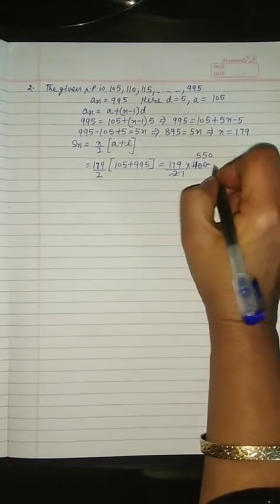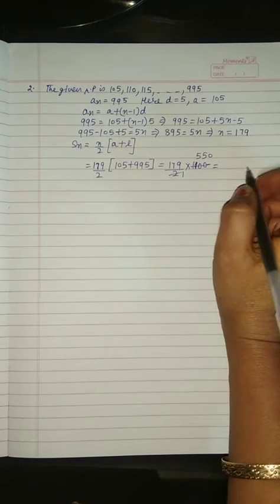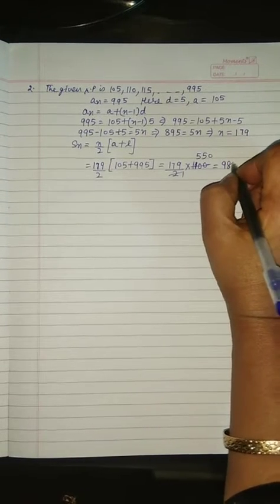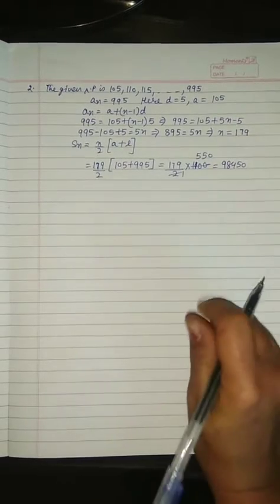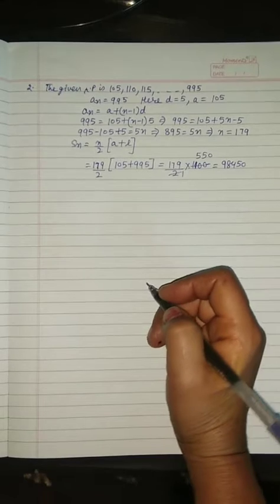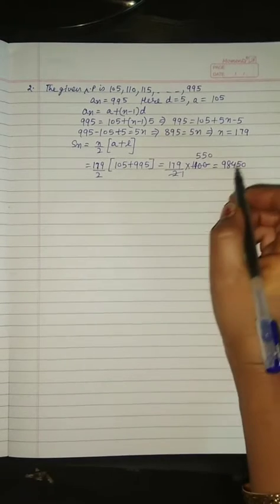It will become 179 into 5, 50, and on multiplying we get 98450. Therefore, the sum of all natural numbers which lie between 100 and 1000, which are multiples of 5, is equal to 98450.